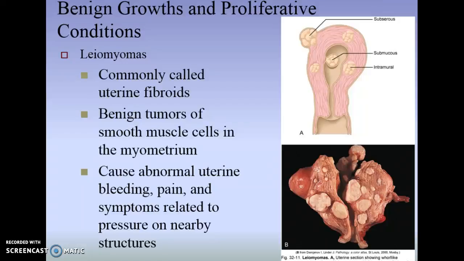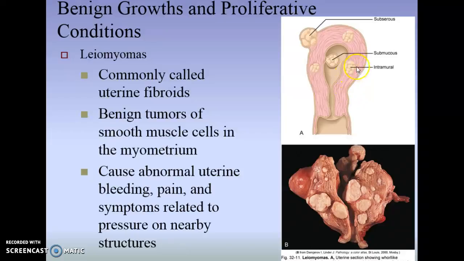Here's part 2 of chapter 33, and we're going to look at a few of the benign growth or proliferative conditions that can develop. The first is going to be leiomyomas. These are sometimes called uterine fibroids, and here you can see this abnormal tissue inside the uterine wall.